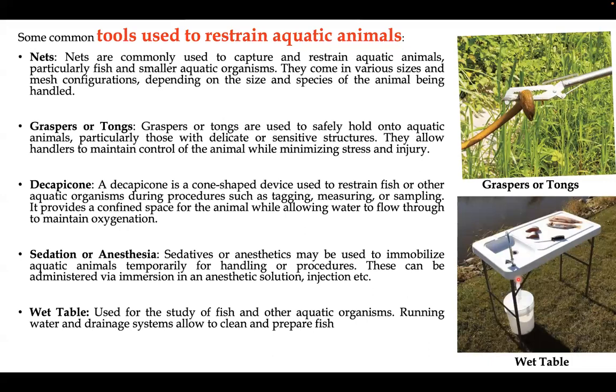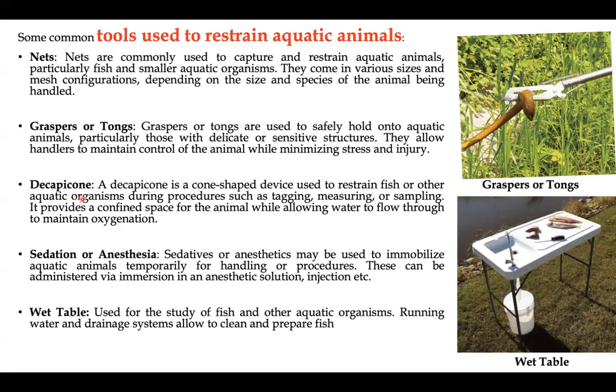But other equipment like the grasper or tongs is also used for aquatic animals. As you can see, one eel is being caught using the tongs. So this kind of animal, which is really slippery in its body structure, can be held using the tongs.